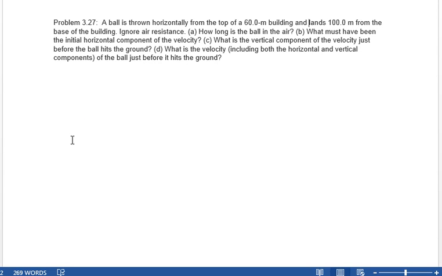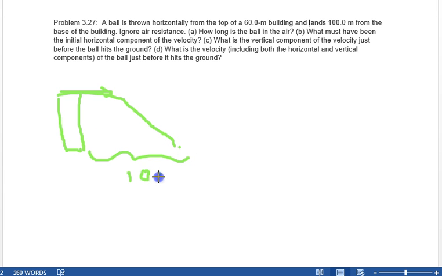All right, Chapter 3, Problem 27. We throw a ball horizontally from the top of a 60-meter building and it lands 100 meters away. So we're up here on a building. We throw the ball straight horizontally and it lands, boom, over here. That's 100 meters. The building is 60 meters tall. And so the question is, how long was the ball in the air?